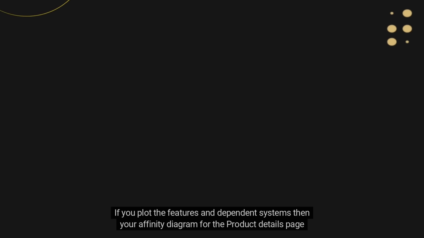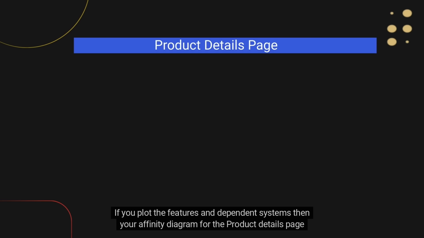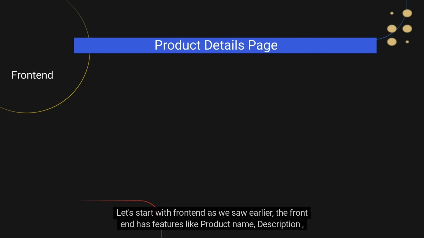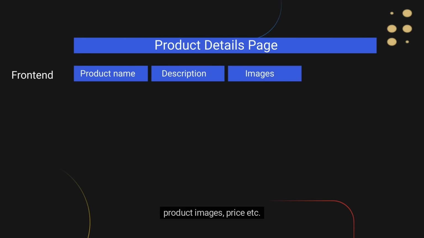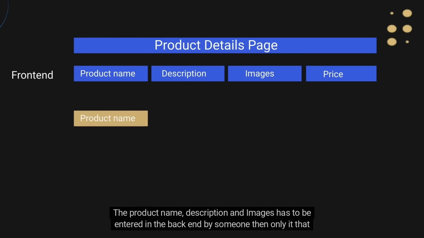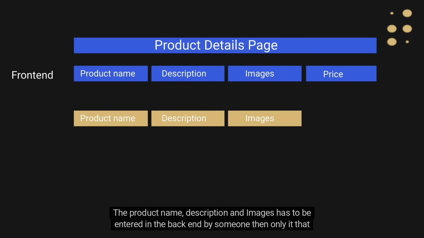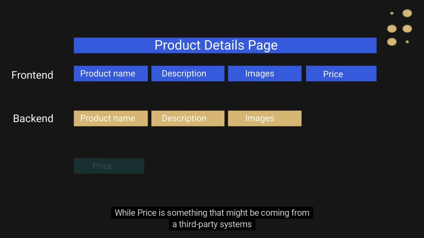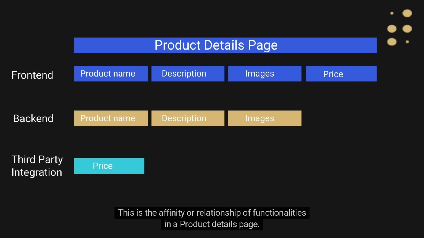If you plot the features and dependent systems, then your affinity diagram for the product details page will be ready. Let's start with front end, as we saw earlier. The front end has features like product name, description, product images, price, etc. These features must be saved somewhere in our application so that we can show them on the front end. The product name, description, and images have to be entered in the back end by someone, then only can they be shown in the front end. While price is something that might be coming from a third-party system, this is the affinity or relationship of functionalities in a product details page.